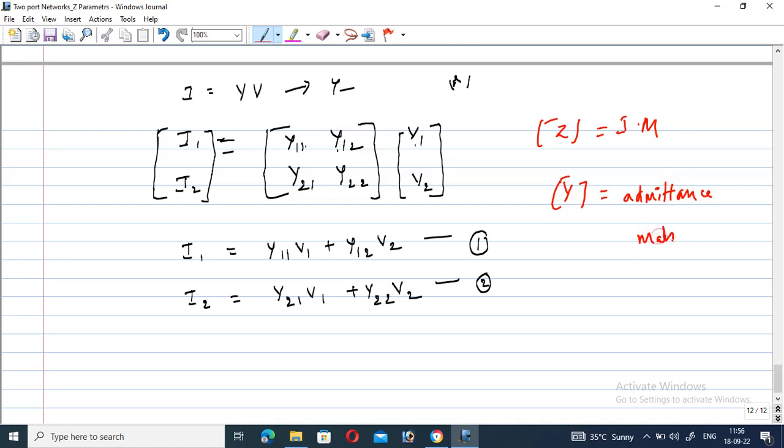Admittance matrix, right? Now you have to analyze these two equations. How are you going to calculate it, suppose you don't have any basic data? Let us see here very clearly.